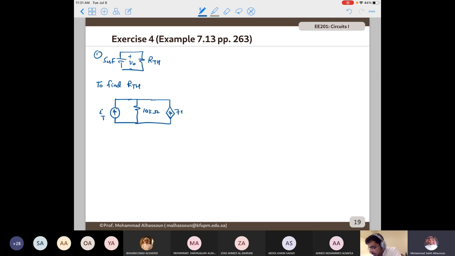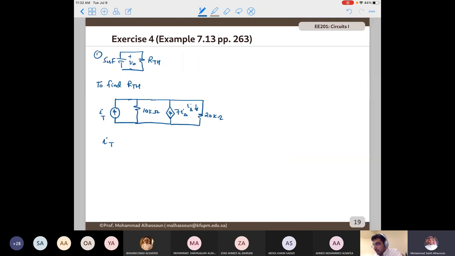Seven i delta, and i delta is 20. It's the current passing through the 20 kilo. So the easiest approach here is to apply the node voltage method. We have one node equation. So we have i of t entering the node.